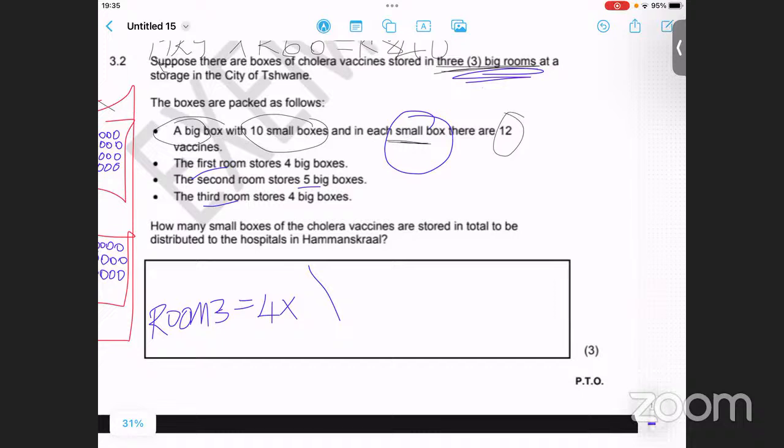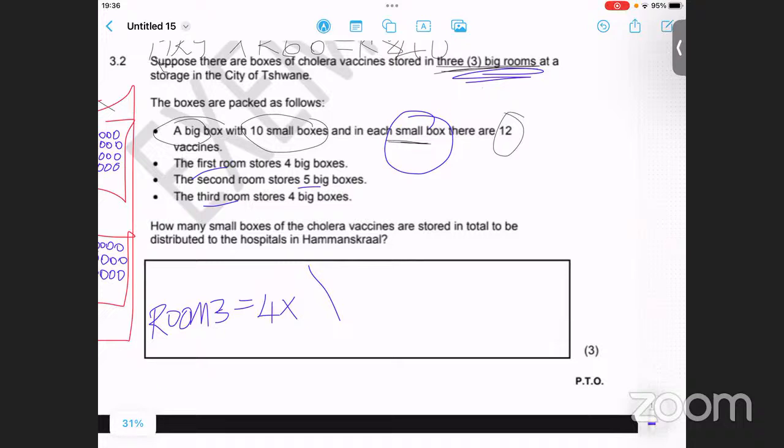So 12, we're not going to use it, ne? We are not going to use 12 because we are dealing with the number of small boxes, not vaccines. When we're supposed to use a 12, I'll ask a question. Once everybody has answered this one, everybody understands why we are multiplying with a 10, okay? So for now, your 12 is not useful in this question.